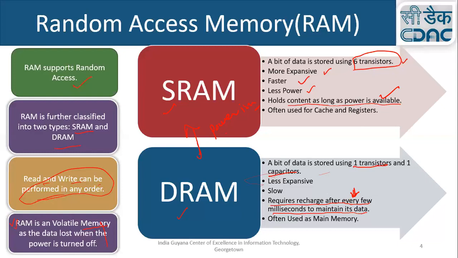Getting the point? This is coming from electronics, because these capacitors require charging after some milliseconds or microseconds. Therefore, in DRAM you have to recharge after a few milliseconds so that your data is not lost. Otherwise, your data is gone. So that is the difference. And because you need to recharge, it is slower, and that's why it's also less expensive.